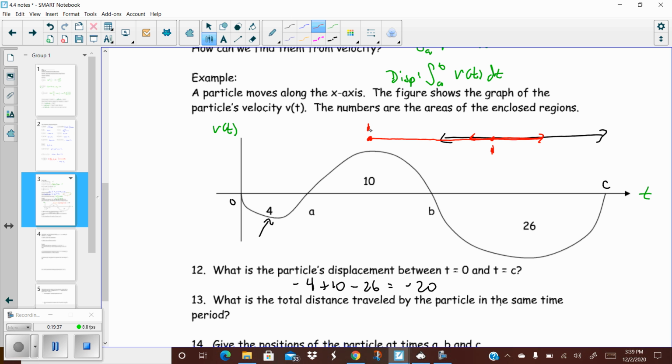Now I want to know the total distance that the particle traveled to get there. Well, again, the idea was it went 4 units this way, then it went 10 units that way, then it went 26 units that way. So we're just going to add up all the positive values from that to figure out the actual total distance this thing traveled to get to its final spot. So that's just going to be 4 plus 10 plus 26. So we take into account the absolute values of all these things. And that's going to be 30, 40. So it traveled a total of 40 units to get to negative 20 units away from where we started.